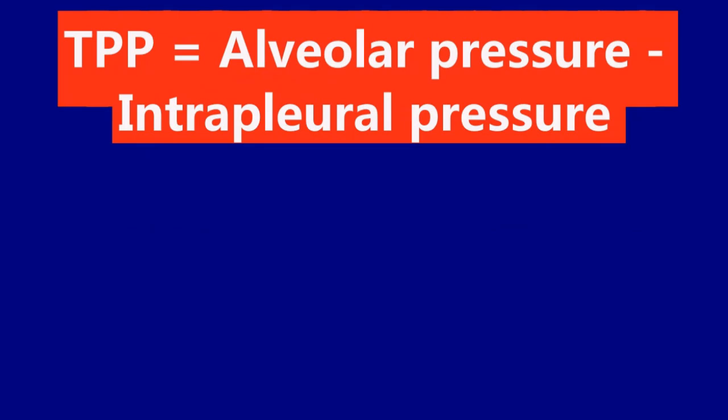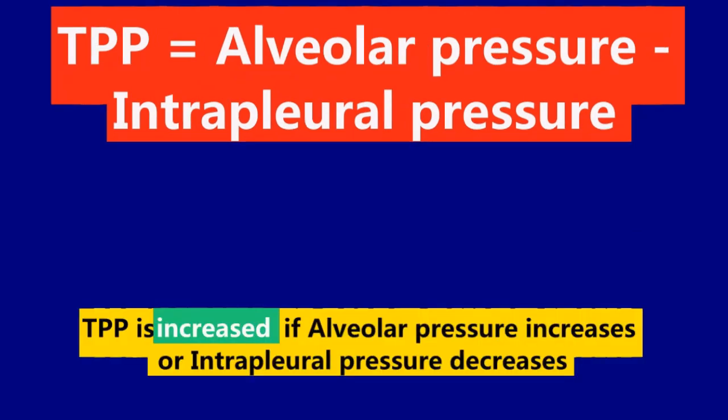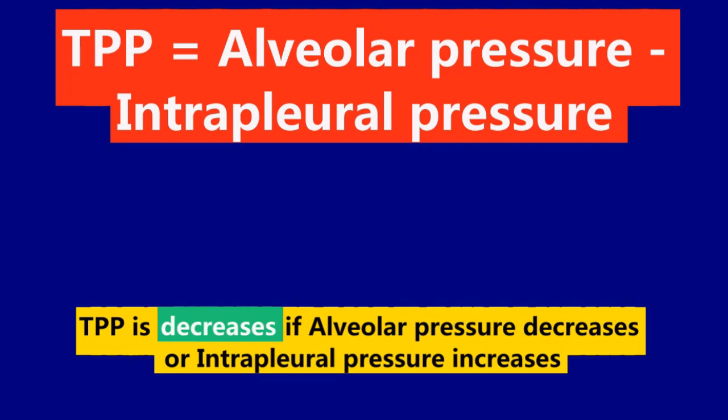Now, let us look at this formula. Transpulmonary pressure equals alveolar pressure minus intrapleural pressure. And let us ask ourselves, what will cause the transpulmonary pressure to increase? Simply by looking at this equation, we will figure out that the transpulmonary pressure is increased if the alveolar pressure increases or if the intrapleural pressure decreases. Whereas the transpulmonary pressure is decreased when the alveolar pressure decreases or when the intrapleural pressure increases.